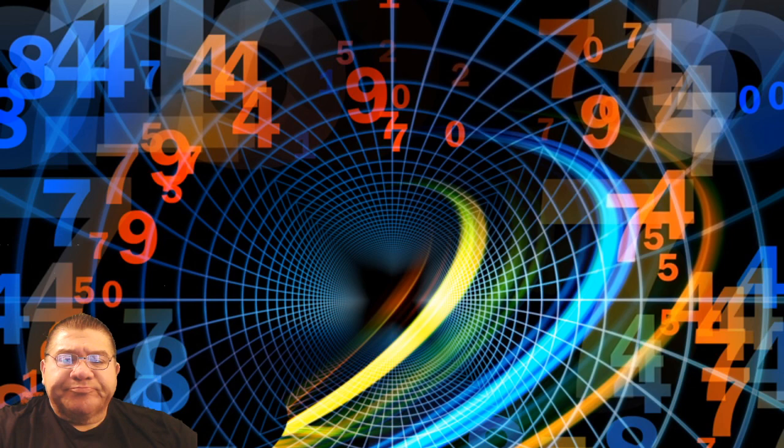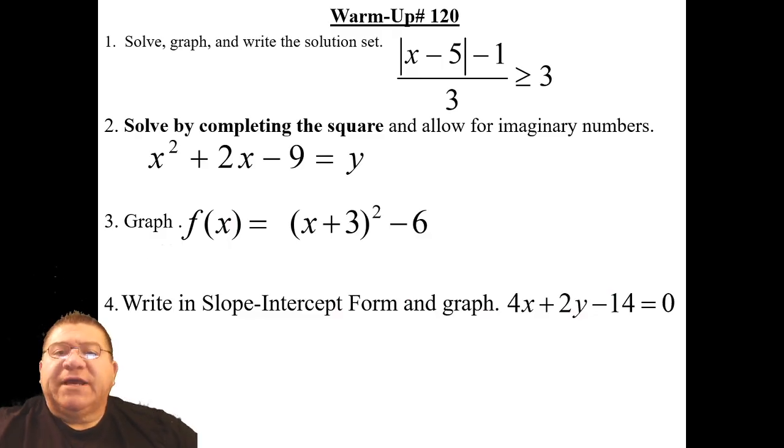So, with that said, our warm up for today is warm up 120. Number one, solve, graph, and write the solution set. They give us the absolute value of x minus 5, and outside the absolute value, you've got minus 1, and all of that over 3, greater than or equal to 3. So for that one, once again, solve, graph, and write your solution set.